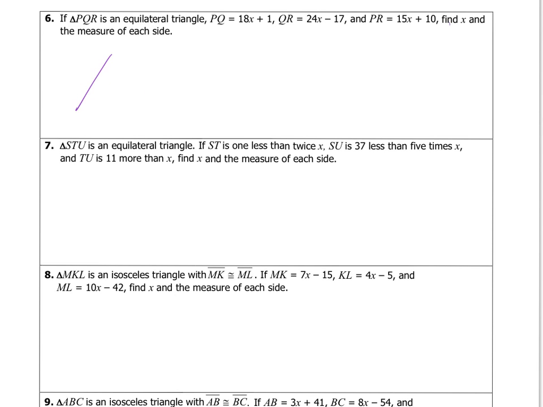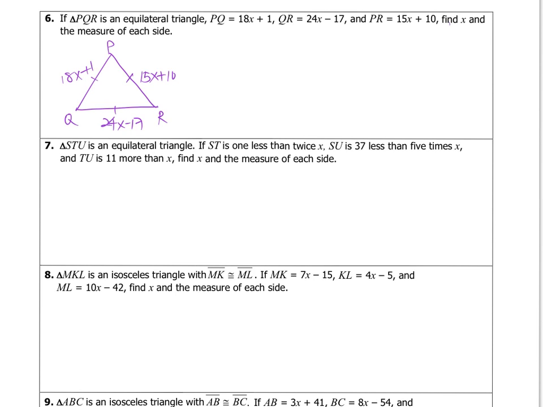I am terrible at drawing. It's equilateral, so all three sides are congruent. If PQ is here, QR is here. PQ is 18x plus 1. QR is 24x minus 17. PR is 15x plus 10.